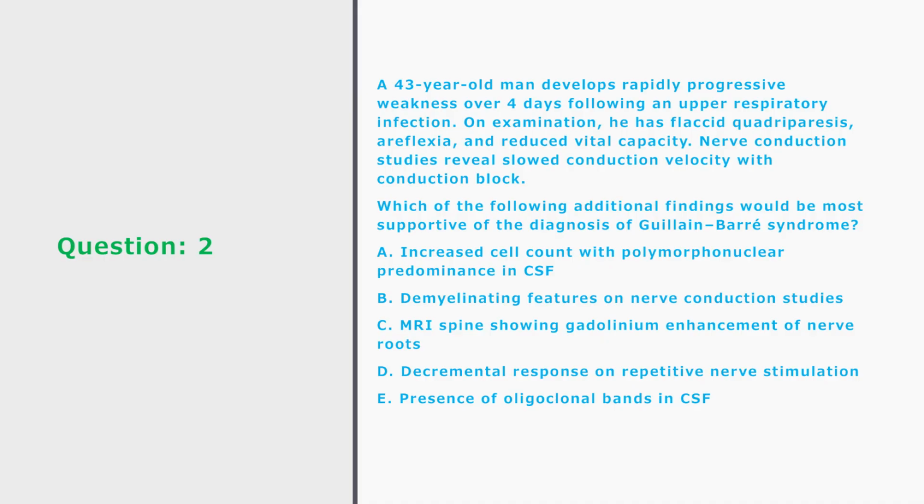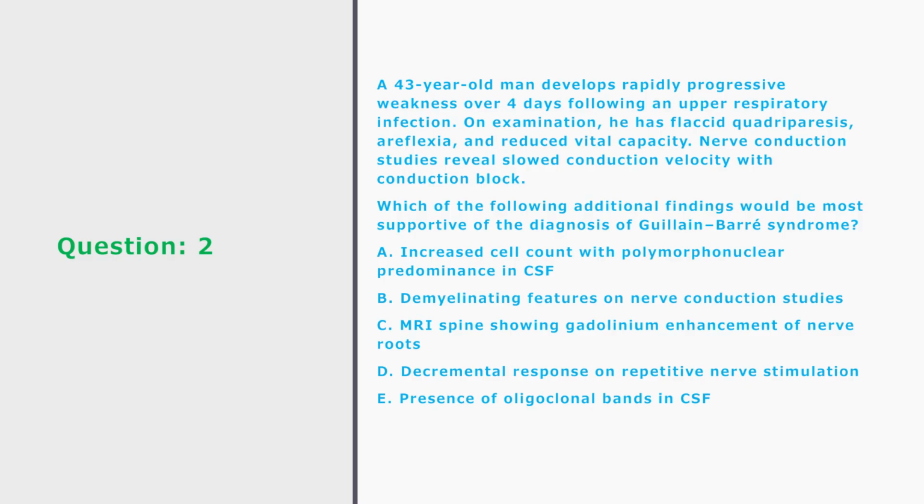Question 2. A 43-year-old man develops rapidly progressive weakness over 4 days following an upper respiratory infection. On examination, he has flaccid quadriparesis, areflexia, and reduced vital capacity. Nerve conduction studies reveal slowed conduction velocity with conduction block. Which of the following additional findings would be most supportive of the diagnosis of GBS?